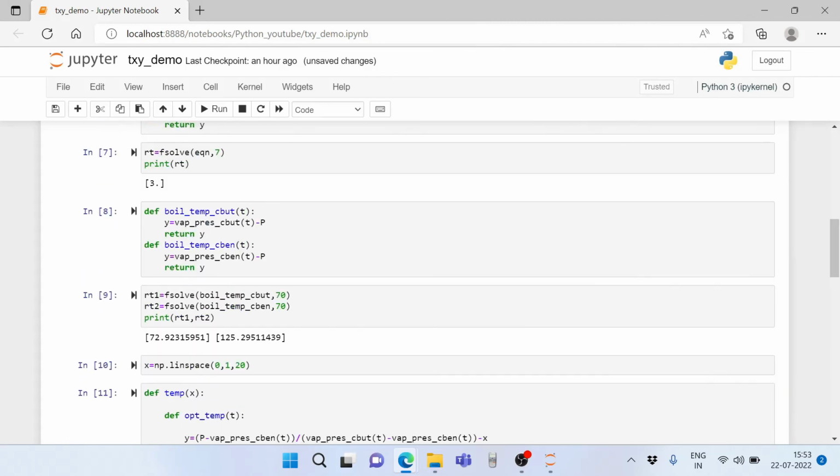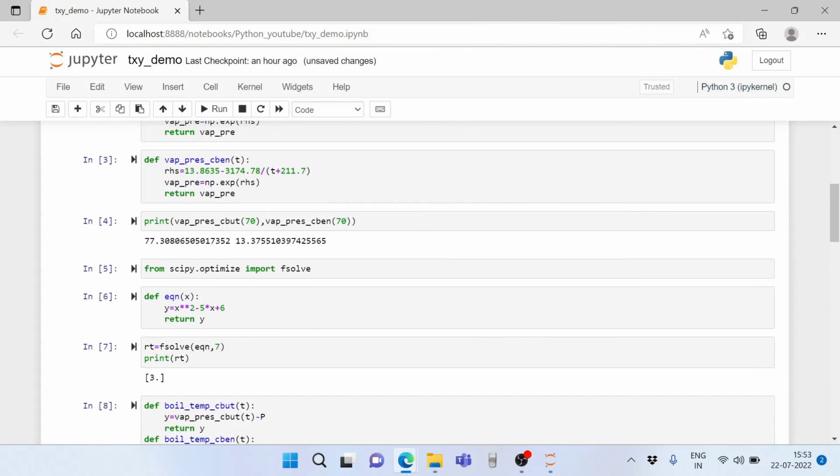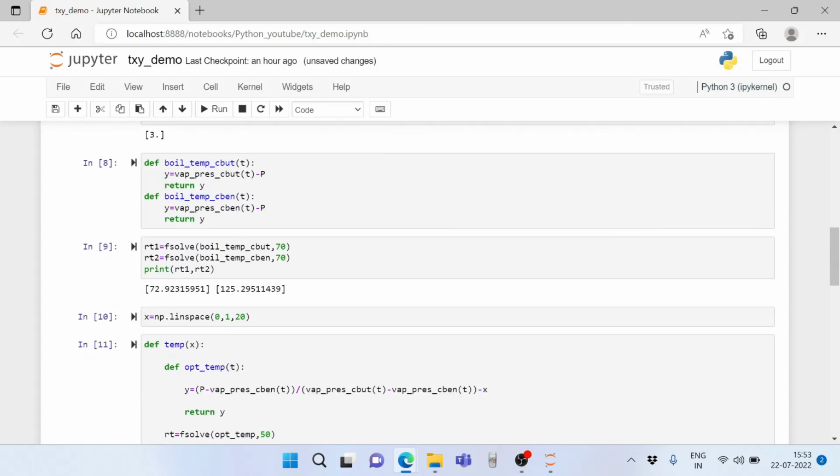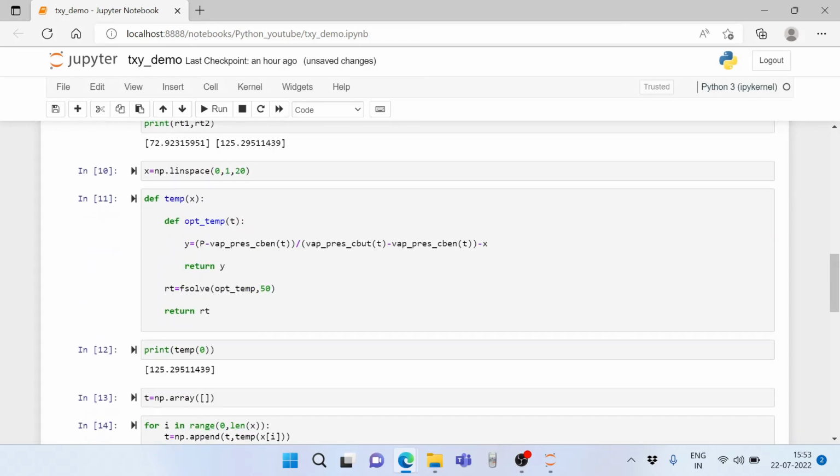And this entire program can also be modified to handle non-ideal VLE, where the liquid phase is defined by the activity coefficients. So it can be modified. Of course, I leave that as an exercise to you. And if anybody has any queries on that, you can always write to me in the comments.